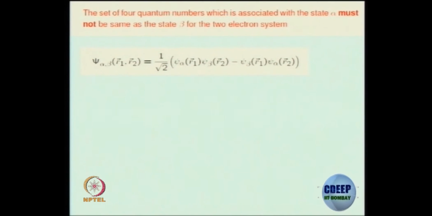Write down a total antisymmetric state, where alpha, the longhand notation for alpha, is the 4 quantum numbers. Similarly beta, it is again the 4 quantum numbers, and those two should be different. At least one of them should be different. Clear?